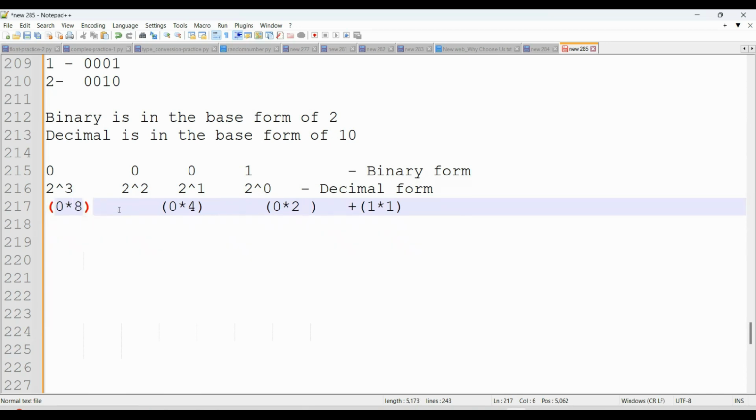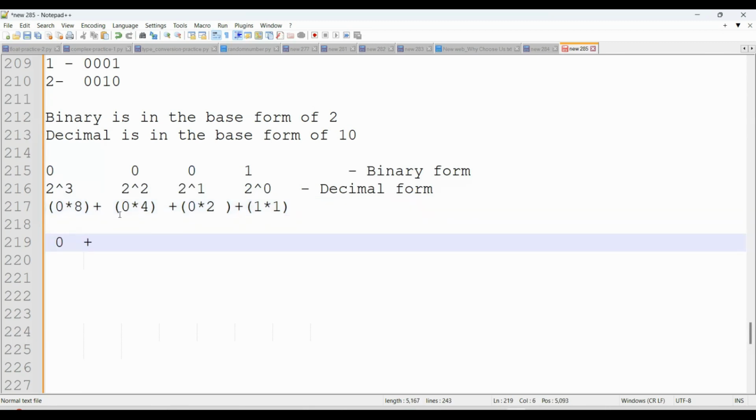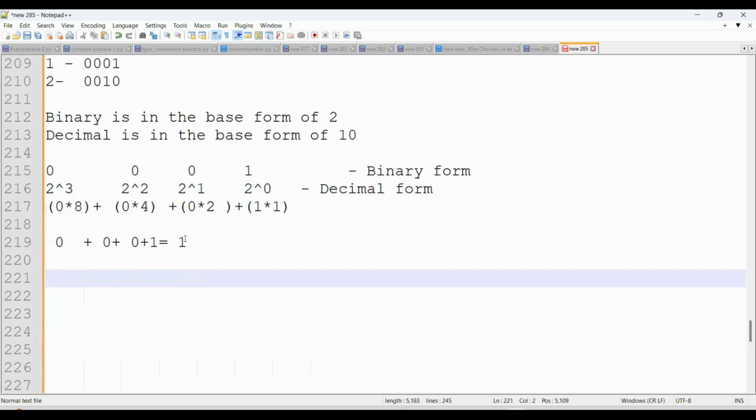So all you need to add. So plus likewise. So if we add it, what is the value? 0 star 8, 0 plus 0 into 4, so 0 only, plus 0 into 2, 0 only, plus 1 into 1, 1. So if we add all these, the value is equal to 1. So that's how the representation from binary to decimal. Okay, so we have proved 0 0 0 1 equal to 1. This is the one we have proved. So this is the way we need to do.